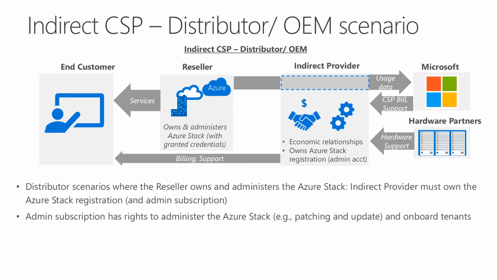Similar to the previous slide, the difference here is for a distributor or OEM scenario where the reseller owns and administers the Azure Stack deployment. Here, the indirect provider owns the Azure Stack registration and the admin subscription. The admin subscription has rights to administer Azure Stack and is used for tasks such as patching and updating the Azure Stack deployment, as well as onboarding tenants.